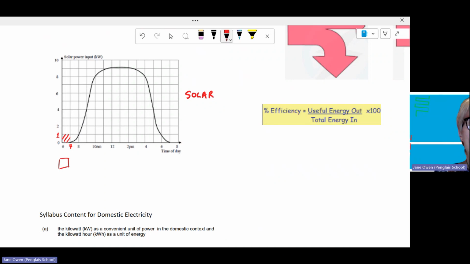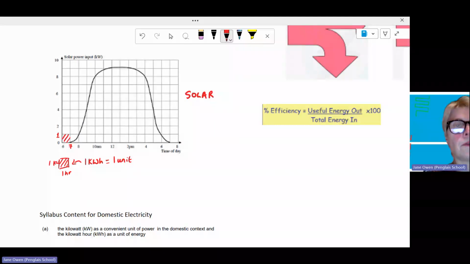So one of these squares is 1 kilowatt hour long and 1 hour wide. So if I work out the area of that, that would be 1 kilowatt hour. So 1 unit is 1 square in this particular example. If I count them all up, it's roughly around 72 kilowatt hours per day.